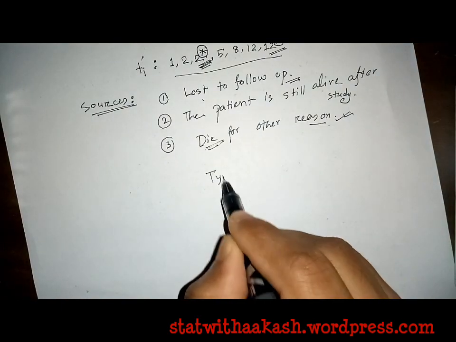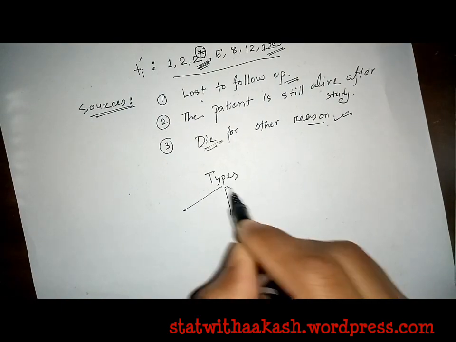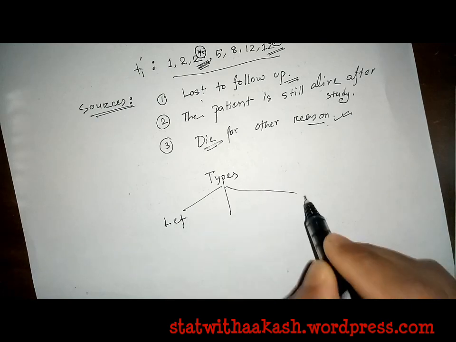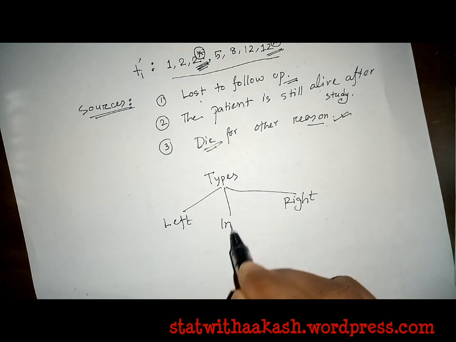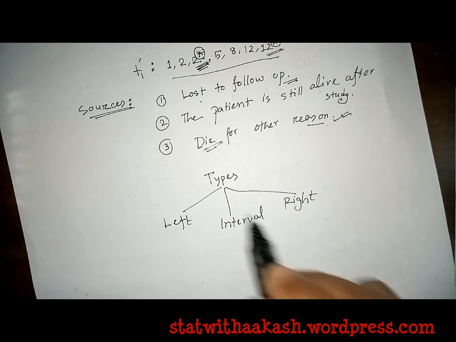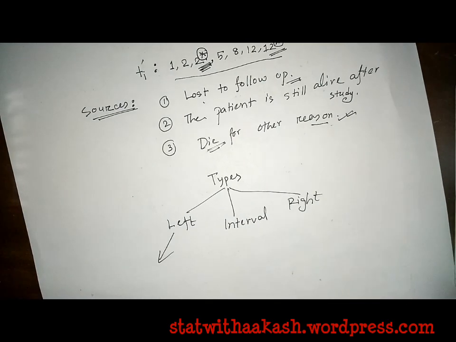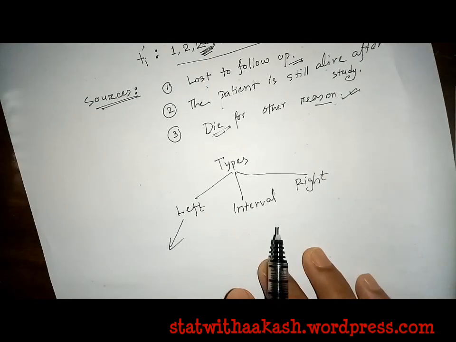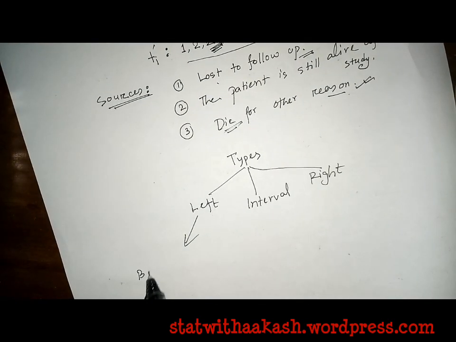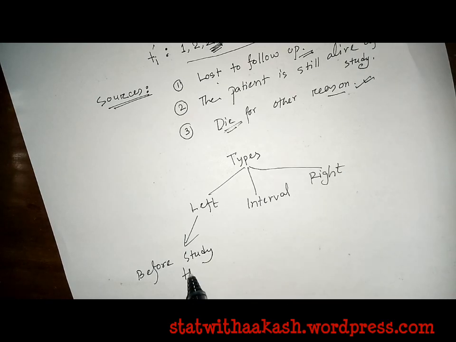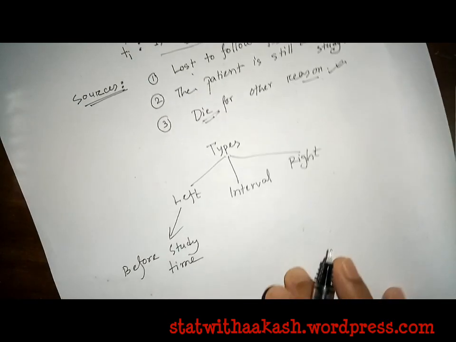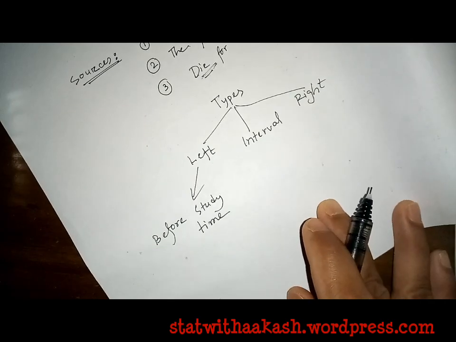Now I will discuss types of censoring. So basically there are three general types of censoring: left censoring and right censoring, also interval censoring. It is said that left censoring occurs before the study time. So what does it mean by before study time?